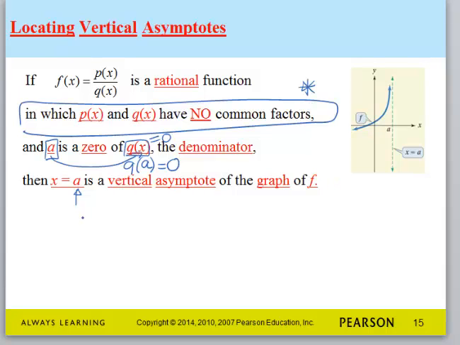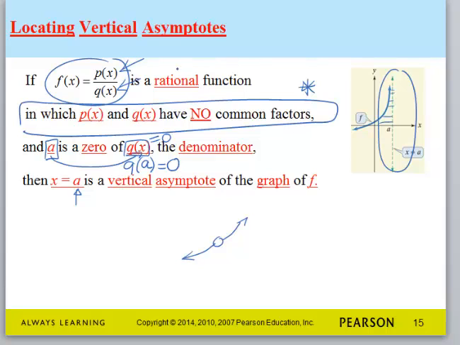So all they are saying here, it looks maybe a little bit complicated. First, when you look at f of x is p of x over q of x, make sure that p of x and q of x have no common factors, because if they do, you will not get a vertical asymptote from the value that makes its common factor 0, but rather you will get a hole in the graph, something more like this, a little gap in your graph.